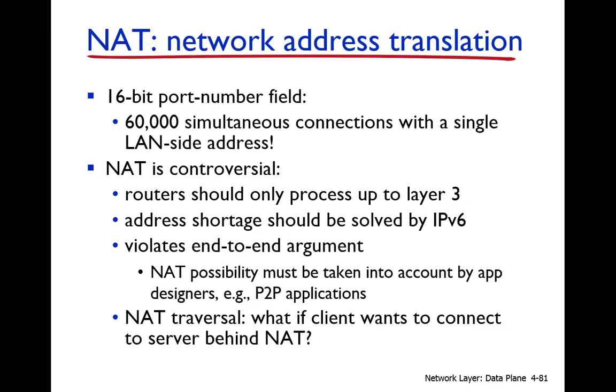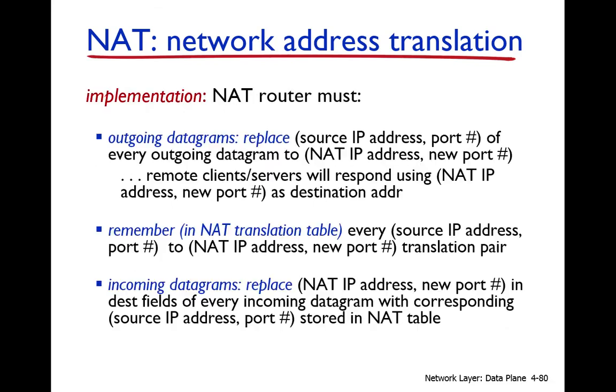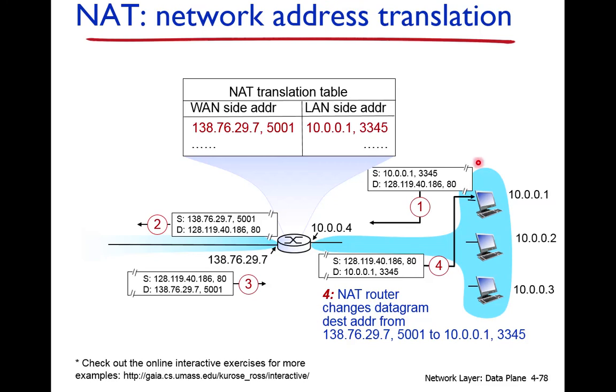Okay, so in network address translation, we know that port numbers are 16 bits. It means that we can have about 60,000 simultaneous connections with a single LAN address. For every new flow moving from the local network to the internet, the NAT has to create a new port. So up to 60,000 flows can be initiated from the local network to the internet. If there are more than 60,000, then the NAT will block it and will not accommodate it. So this is the limitation.